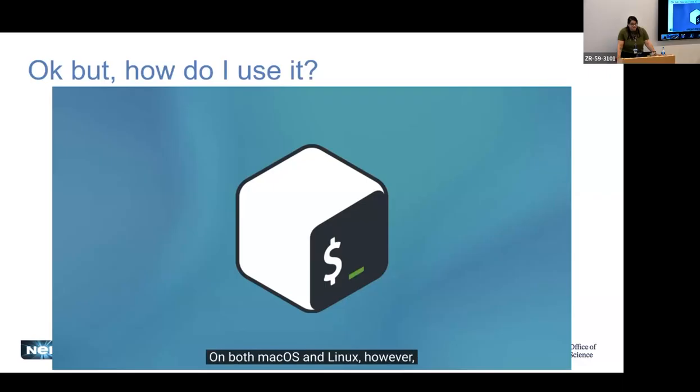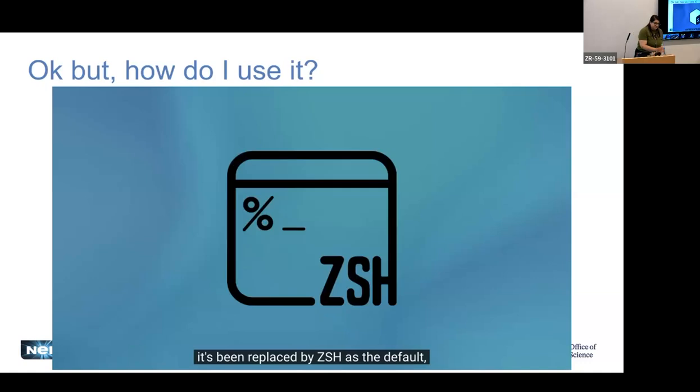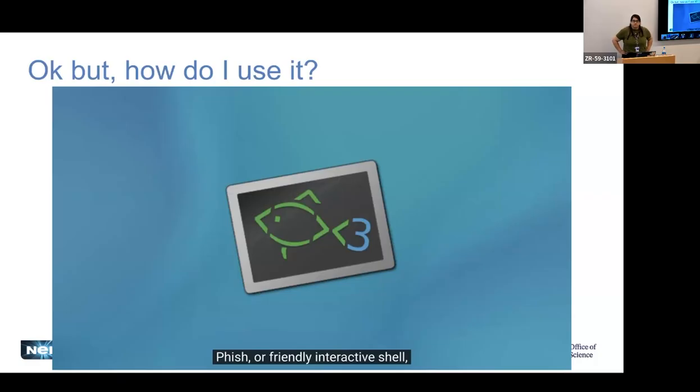On both macOS and Linux, however, it's been replaced by ZSH as the default, which is generally compatible with Bash but offers additional features like built-in tab autocomplete, syntax highlighting, and more. Basically, it's known for being more user-friendly. Fish, or Friendly Interactive Shell, has many of those same user-friendly advantages, but isn't always backwards compatible with Bash, which can make it difficult for some situations.